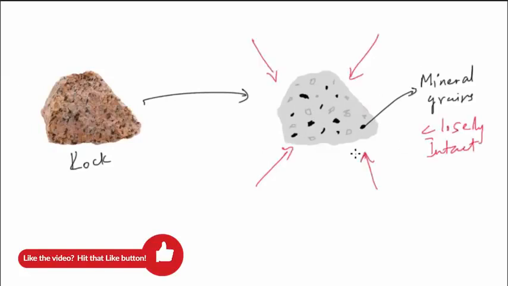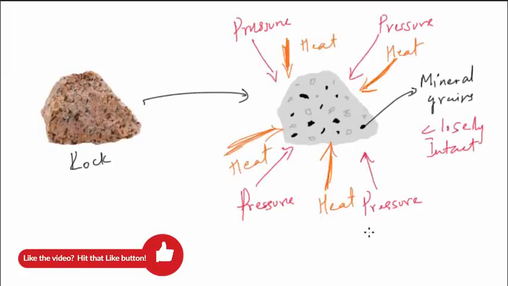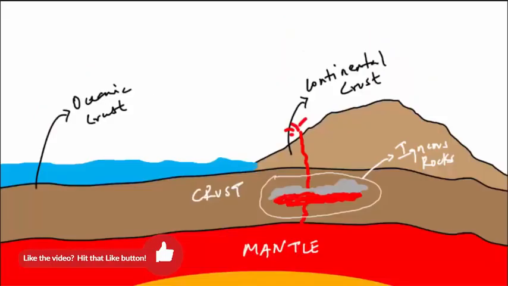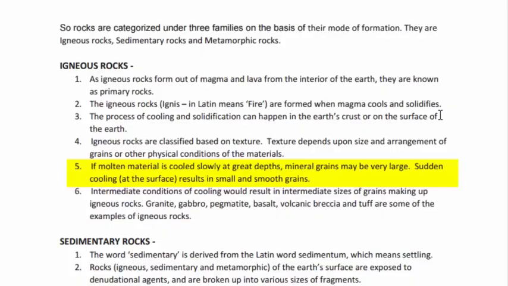And as it is, there is a huge amount of pressure under the crust, and plus temperature is not normal too. So in this situation, those igneous rocks that are formed under the crust or in deep depth of the Earth, they tend to be very large in size. It's like as long as the rock is under the Earth's surface, the pressure and temperature doesn't let the mineral debris split apart. It keeps them intact. The intermediate conditions of cooling would result in intermediate sizes of grains making up igneous rocks.